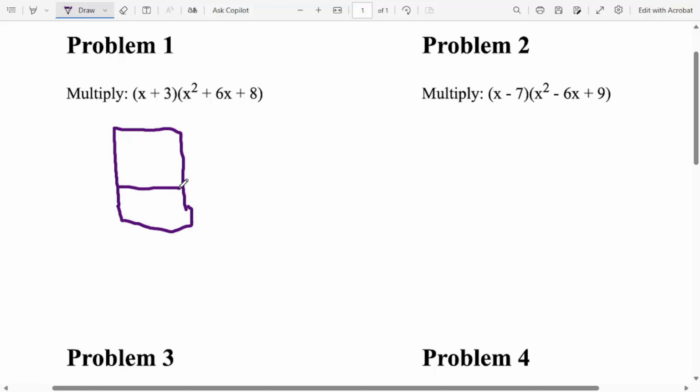Let's try and draw it well. Okay. And I'm going to put x plus 3 on top, and I'm going to multiply that by x squared plus 6x plus 8. Where each term meets each other in one of these columns here, I'm going to multiply them together. So when x squared meets x, I'll multiply those together. That'll give me x cubed.